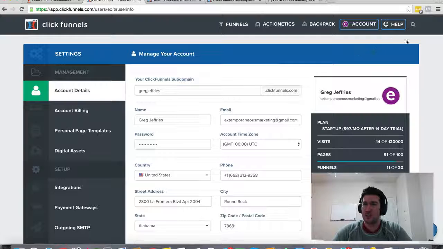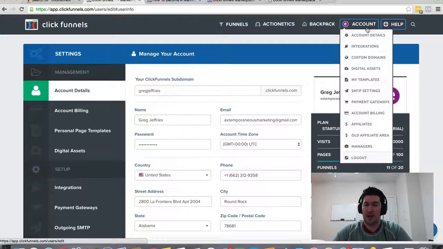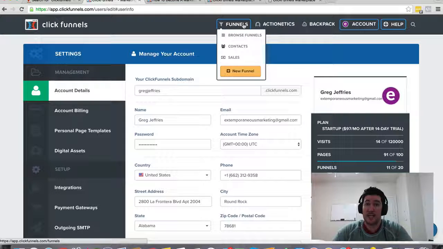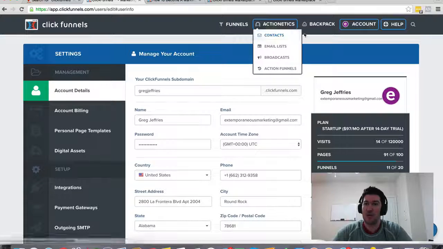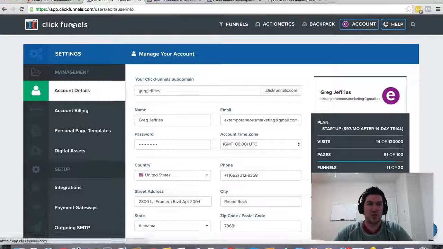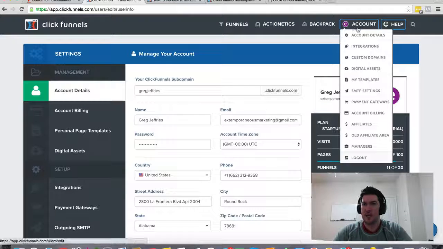I actually don't know where it's located or how you access it in the back office. I don't have any funnels in there myself and haven't bought any funnels from the marketplace myself, but let me go ahead and show you what I did.